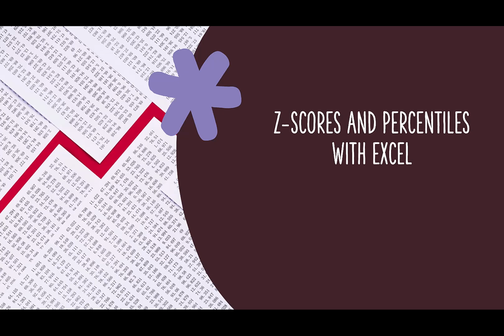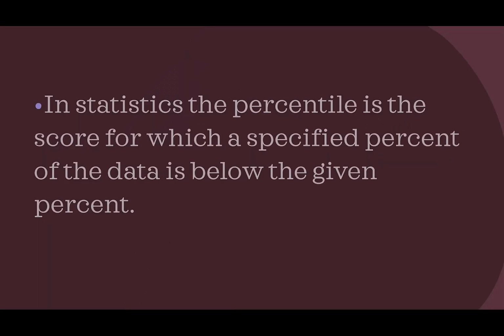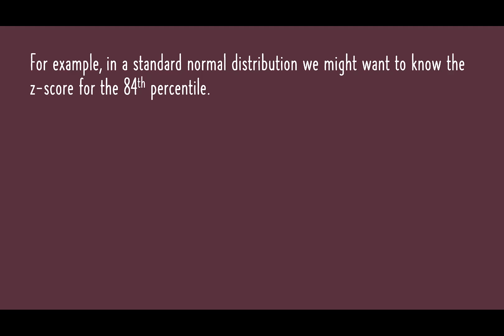Hi everybody, today we're going to talk about z-scores and percentiles, and we'll be using Excel to help us answer questions. In statistics, the percentile is the score for which a specific percent of the data is below the given percent. For example, in a standard normal distribution, we might want to know the z-score for the 84th percentile.